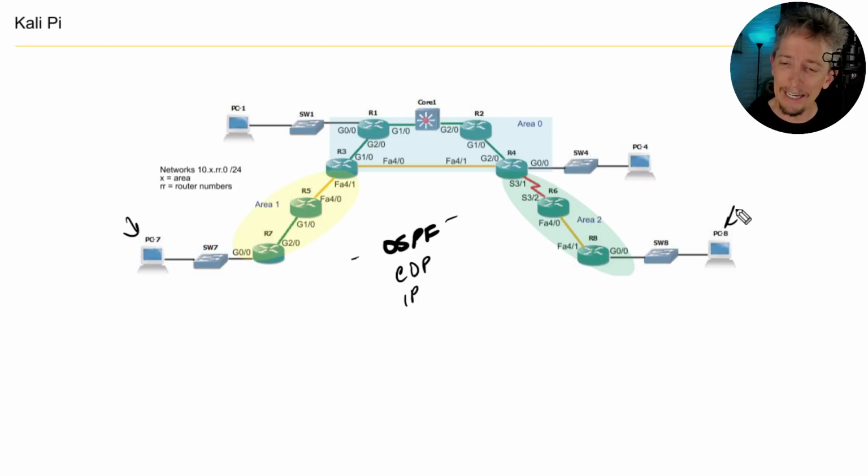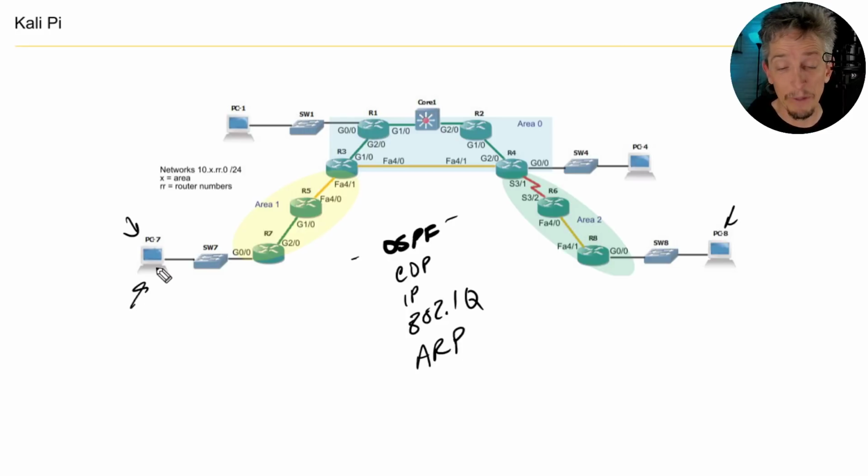We also might see negotiations, if we have trunk links, like for example between a router and a switch, we might have 802.1Q. Other things that we might see on the network would be ARP. ARP is when a device like PC7 says, I know who my default gateway is, but I don't know the layer 2 address. We can see an ARP message there, and a boatload of other traffic.